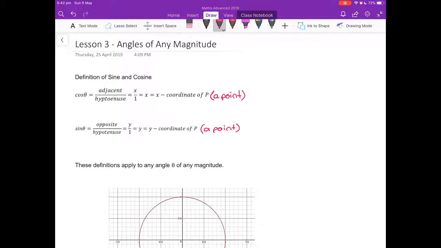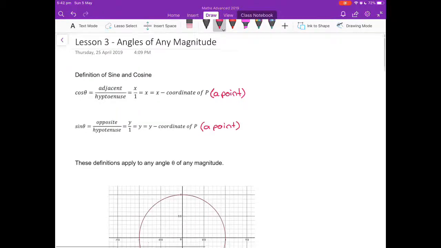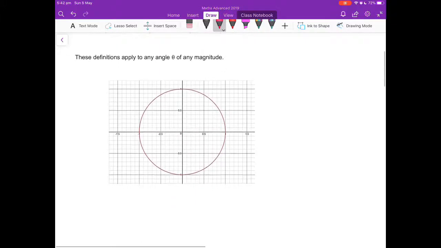Now these definitions will actually apply to any angle theta of any magnitude. So it doesn't matter what the size of it is. We're moving out of the right-angled triangles, so we're getting to angles bigger than 90 degrees. Let's have a look and see how that works.